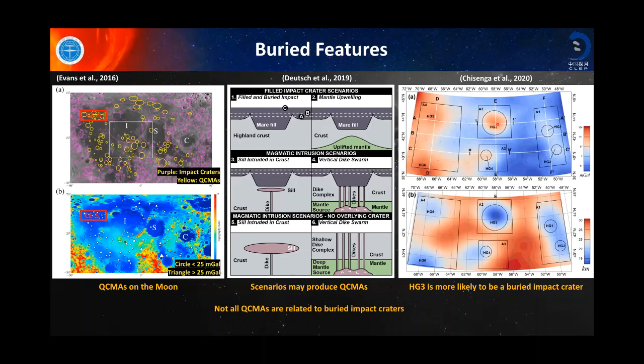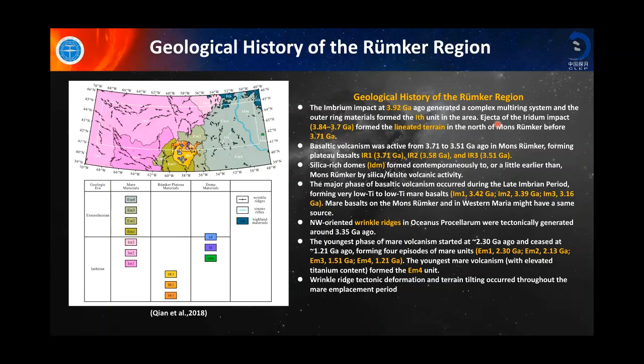Okay, so having gone through most of the Chang'e-5 landing region, if we combine the geomorphology, composition, and crater counting data together, we can rebuild the geological history of the Mons Rümker region. The oldest geological unit here is the highlands, which may be ejecta of the Imbrian impact, and the ejecta of the Iridum impact produced the IR1 unit. And then basaltic volcanism was active on Mons Rümker, producing IR1, IR2, and IR3.